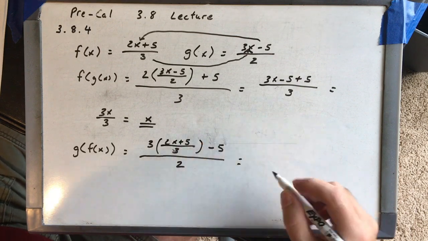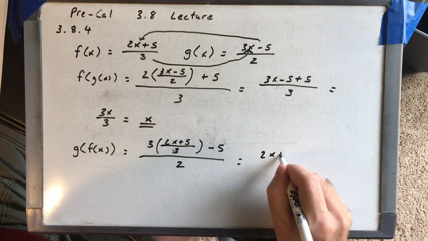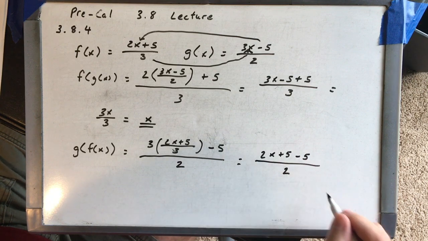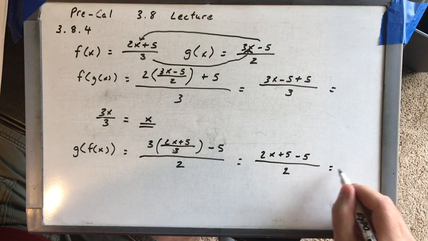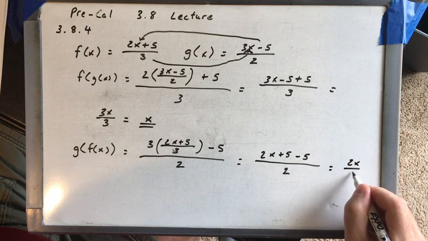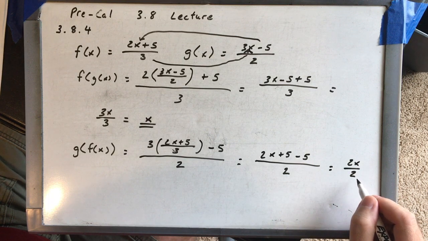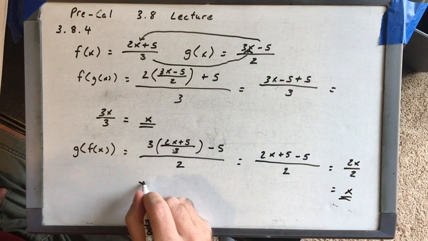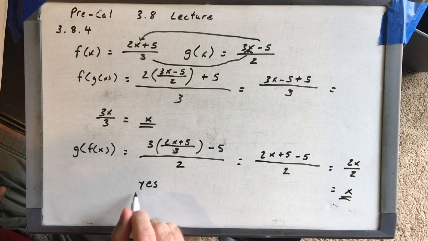All right, the 3's will cancel, and you have (2x plus 5 minus 5) over 2. And that's going to be 2x over 2. So that cancels out, and that's x. So the answer is yes, they are inverses.